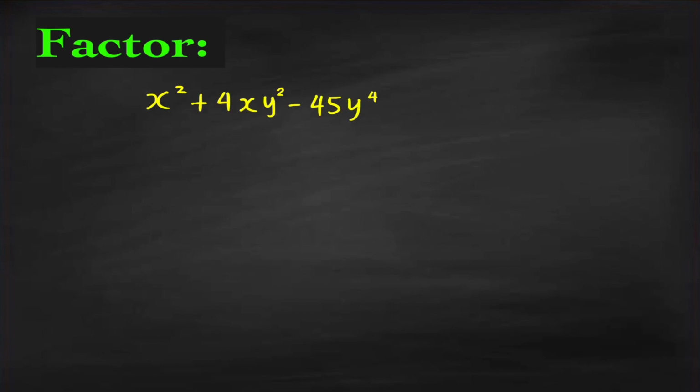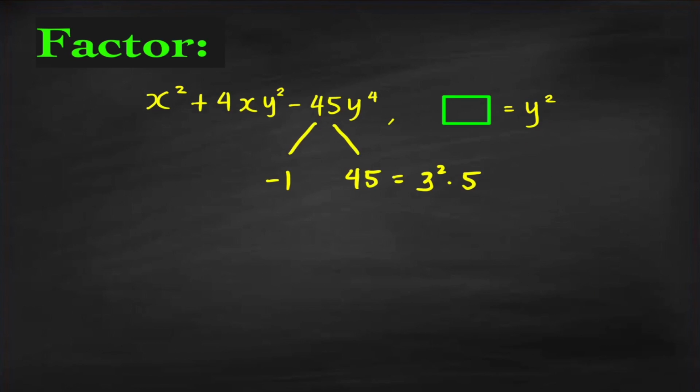Let us now move to our last problem. Let's factor x squared plus 4xy squared minus 45y raised to 4. Here, the rectangle is equal to y squared, since y raised to 4 is the square of y squared. First we find factors of negative 45. Obvious factors are negative 1 and 45. Again, the negative sign is here because the sum is a positive number. In the prime factorization, 45 is 9 times 5, and 9 can be written as 3 squared.